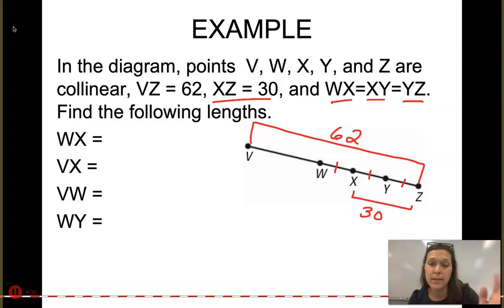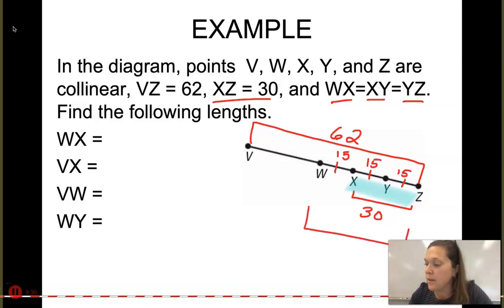Well, before I even worry about what's happening on that left-hand side and what I need to find, let's fill in all the unknowns. So let's focus our attention right here at the 30. Notice that XY and YZ must be exactly the same length. Well, I know that the two of them together makes 30, which must make each of the individuals 15, because they're the same. And since WX is also the same, it would also be a 15. Which means from W to Z, 30 plus 15 makes 45.